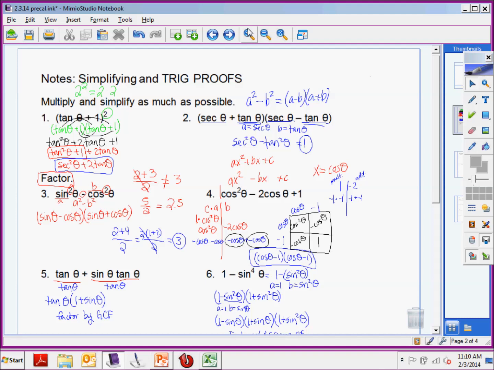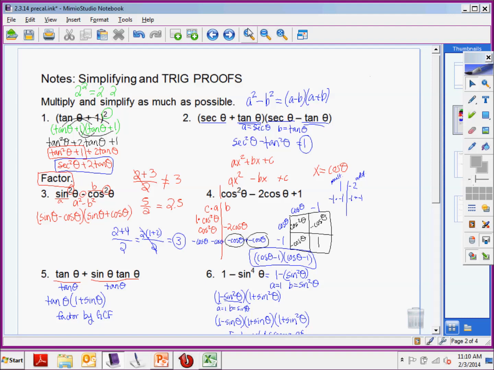On number 2 again, we went over the difference of squares identity. The difference of squares identity is if both of my binomials have the same terms but the operations are different, then that's an identity. It comes out to be a squared minus b squared. In this case, my a was secant, my b was tan, and my answer was secant squared theta minus tan squared theta, which was 1, the Pythagorean identity.